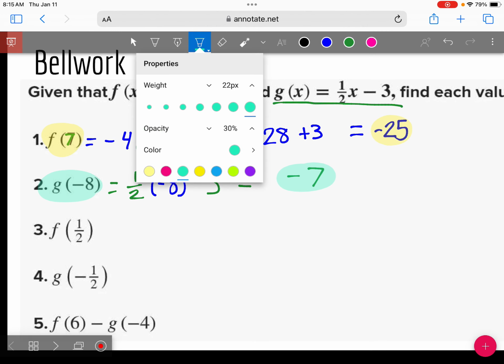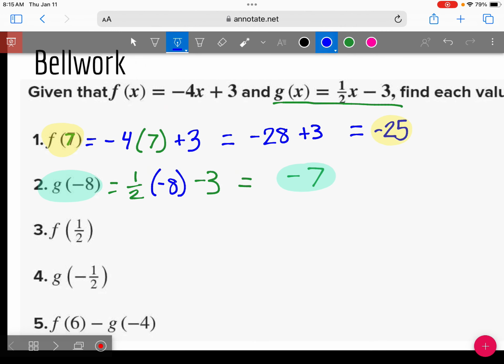Same thing for f of 1/2. We're going to take our negative 4 times 1/2 plus 3. And what are we going to get as an answer? 1.